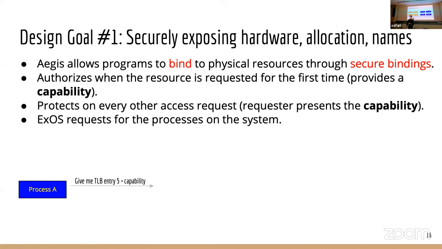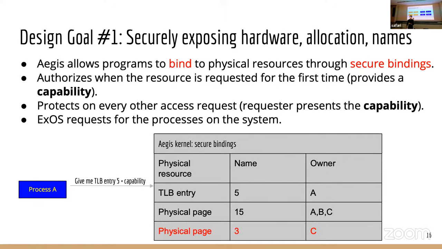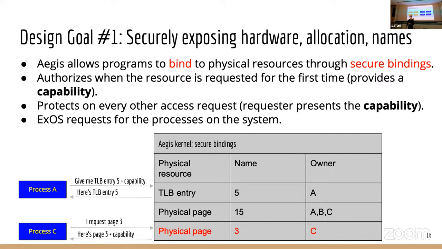So assume we have this process A that owns TLB entry 5. So it asks for TLB entry 5 and also presents the capability. Then the IGIS kernel will see that the owner of this capability is A, and it will return TLB entry 5. Similarly, if a process C is requesting page 3 for the first time, then IGIS can record this secure binding and then give process C the physical page and the capability so that it can access it efficiently. And you might notice that one of these physical pages has multiple owners, and this is enabled through these well-known capabilities.